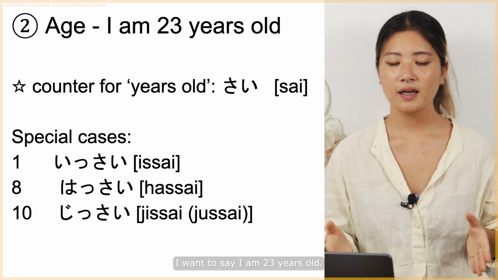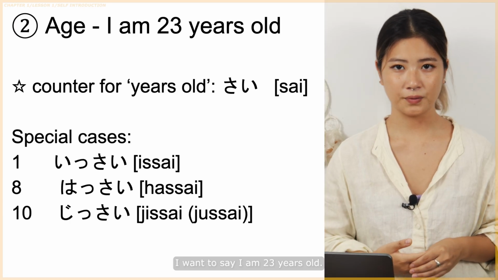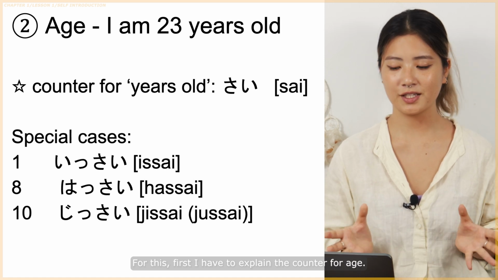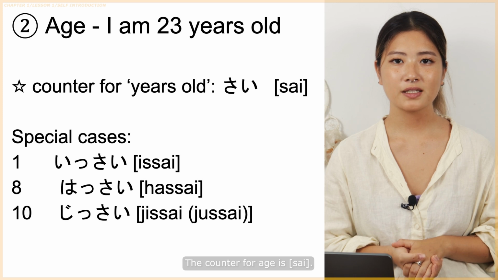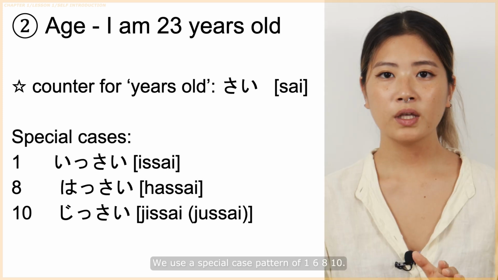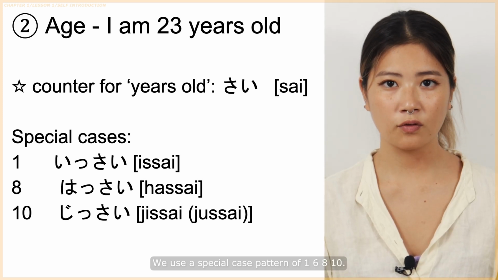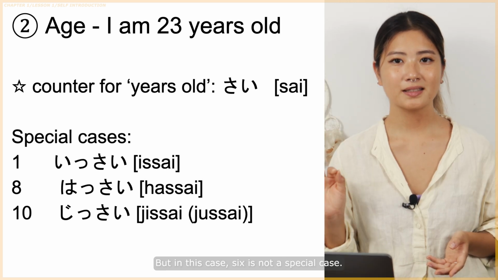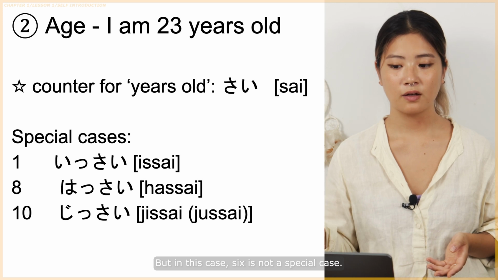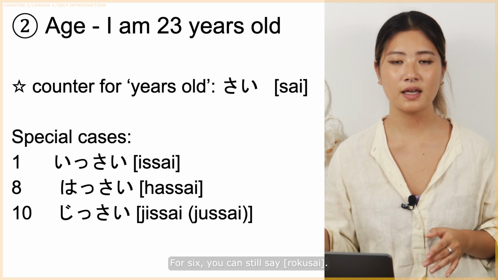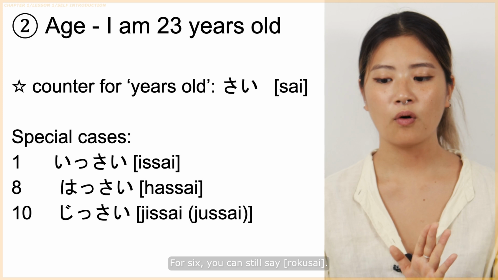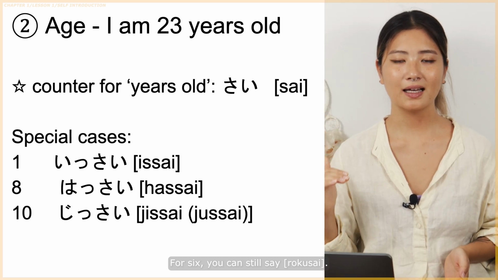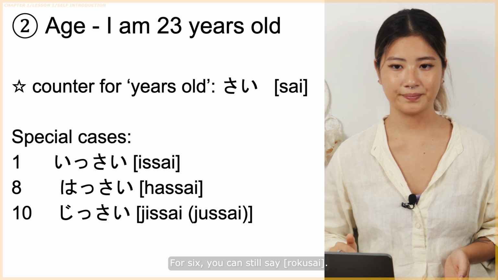I want to say I am 23 years old. For this, first I have to explain the counter for age. The counter for age is sai. We use special case patterns for 1, 6, 8, 10. But in this case, 6 is not a special case. For 6, you can still say 6歳. For 1, 8, 10, you can say 1歳, 8歳, 10歳.